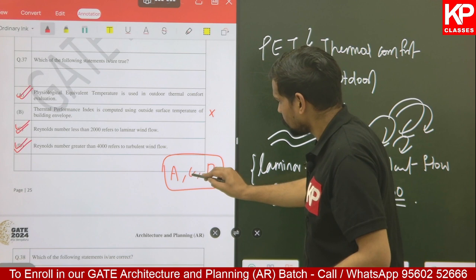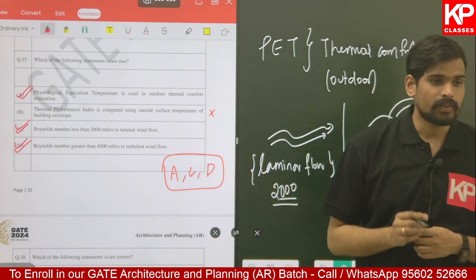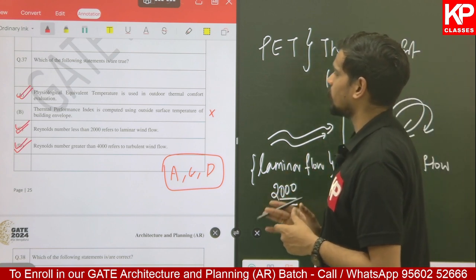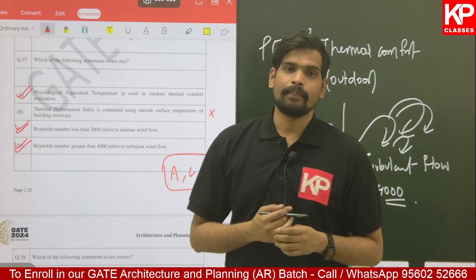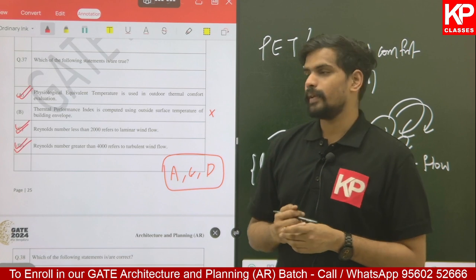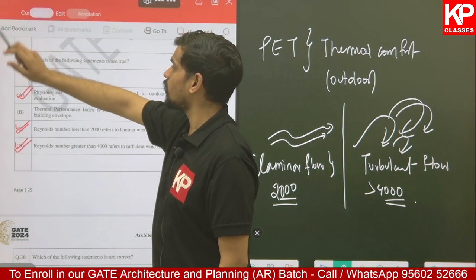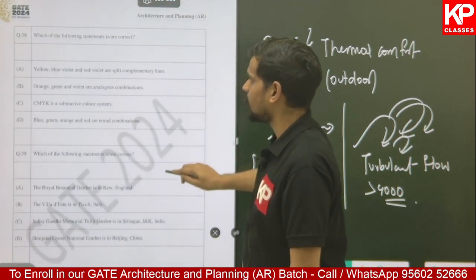A, C and D would be the appropriate options for this question, which talks about the Reynolds number for turbulent and laminar flow and also the physiological equivalent temperature, which is used to assess outdoor thermal comfort. So that's about question number 37, which was asked for 2 marks in multiple select question type.